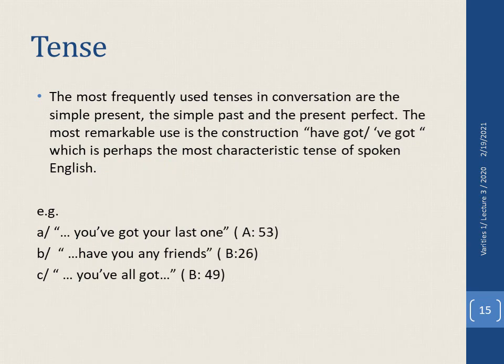When it comes to tense, the most frequently used tenses in conversation are the simple present, the simple past, and the present perfect. The most remarkable use is the construction have got, which is perhaps the most characteristic tense of spoken English. You've got your last one. Have you any friends? You've all got. So have got is a very recurrent tense or phrase. And the most common tenses are the simple present, simple past, and present perfect.